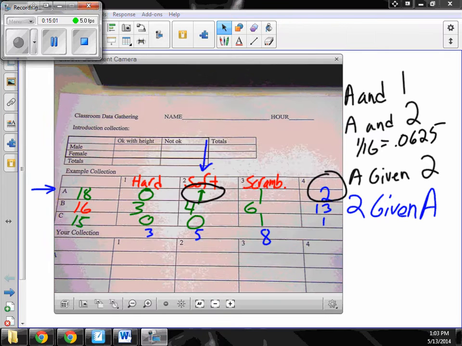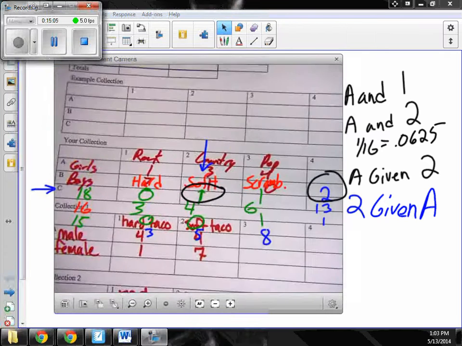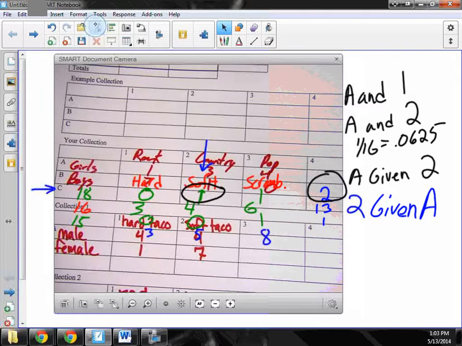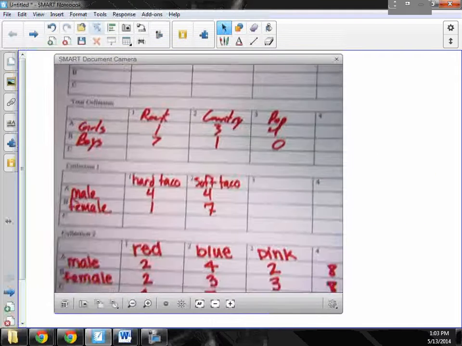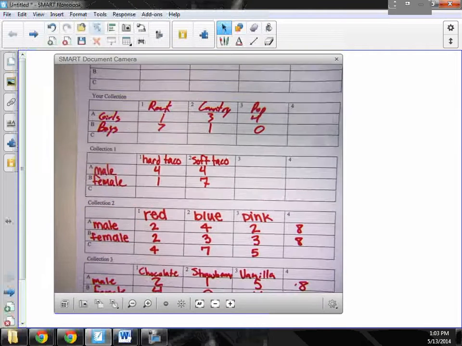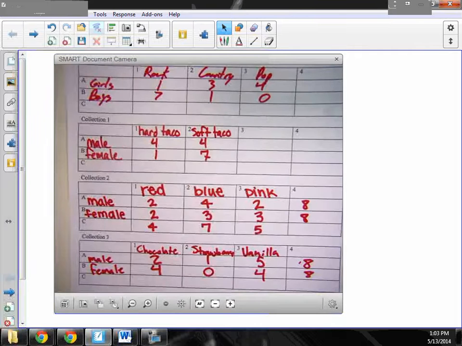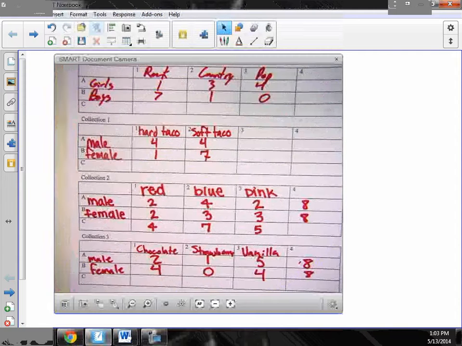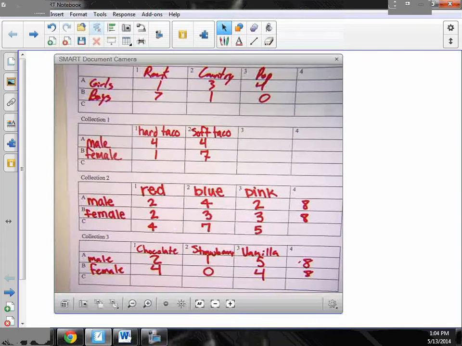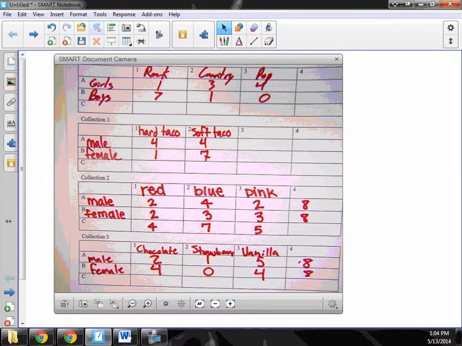Okay, we have all the data gathered. So, okay, let's see if I can include all of this at once. Okay, look at your probability worksheet. So collection 1 is the example collection that we did together. So you need to finish answering those questions. The third set of boxes, it says your collection. So fill out the probabilities for your collection. And then the last one says collection blank. You pick one of these other collections and write down the information.